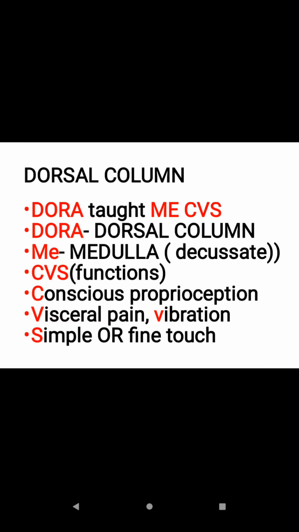Now the next one is the dorsal column. The mnemonic that can help you to remember the things you need to know about the dorsal column is Dura taught me CVS. CVS is cardiovascular system. So Dura taught me CVS. Dura for dorsal column, me for medulla. Medulla is the level of decussation in the dorsal column. CVS for the function, which include conscious proprioception, visceral pain, vibration, simple or fine touch.